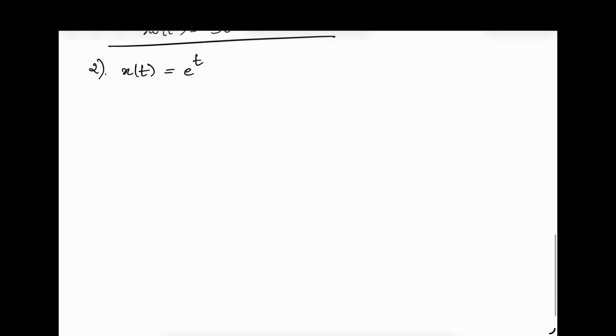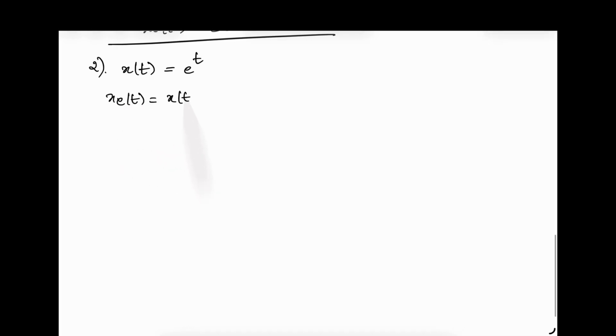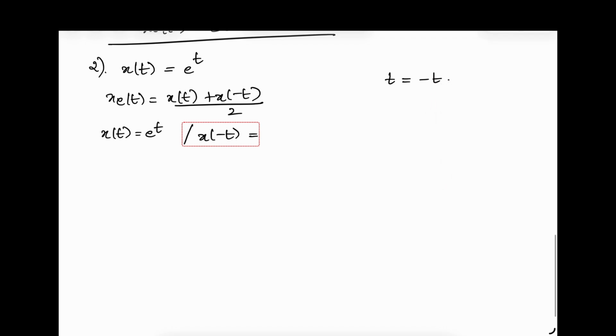So we already know the formula directly. X even of t is equal to x of t plus x of minus t divided by 2. So x of t is given in the problem. It is e of t. So what is x of minus t? I have already told you, wherever t comes, replace it as minus t. So what is x of minus t? This becomes e power minus t. Now directly substituted in the formula. So e power t plus e power minus t divided by 2.